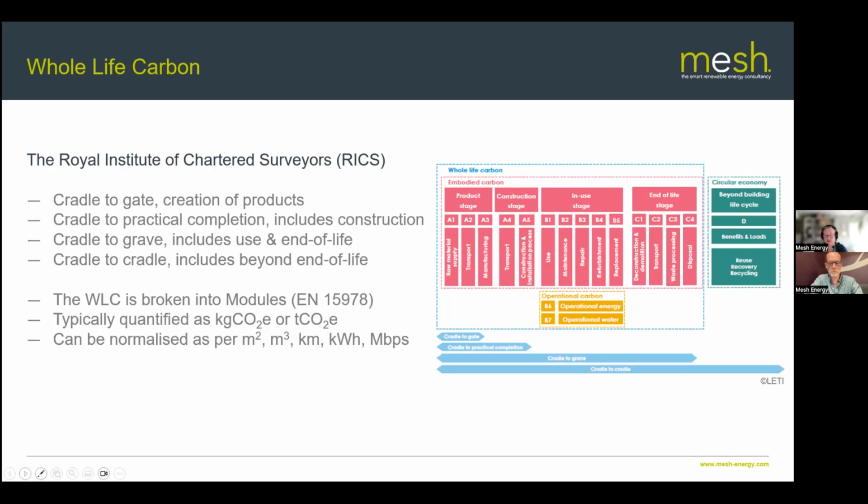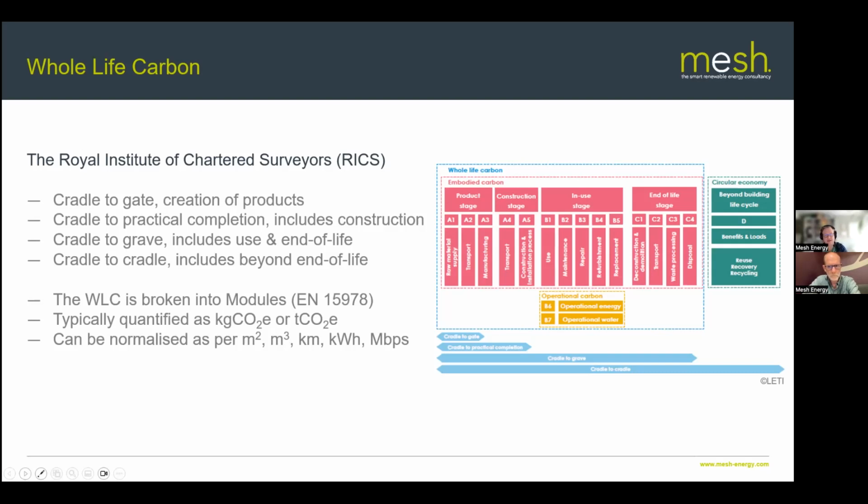And then we get cradle to cradle, which is where we look at the benefits beyond the life cycle of the building. So, are there materials that can be deconstructed and repurposed? That could be repurposing as the material they are, or it could be downcycling, or it could be used for energy production.